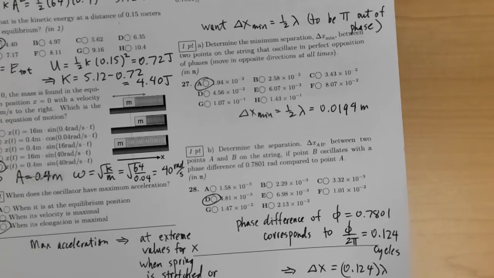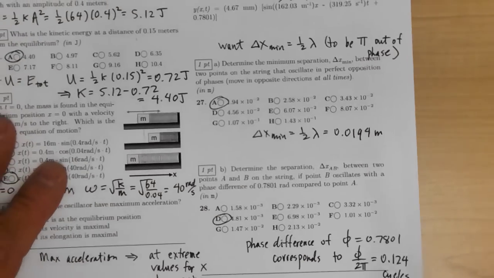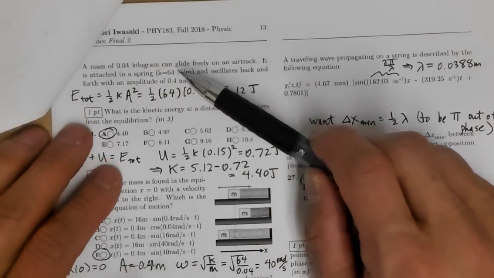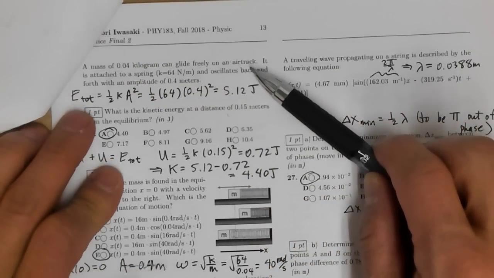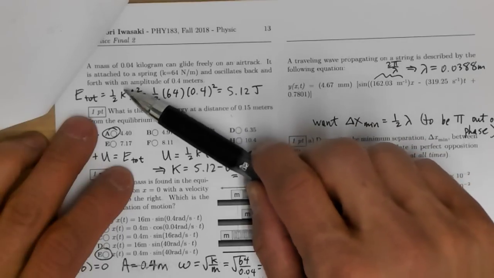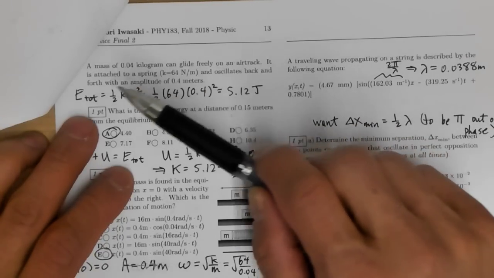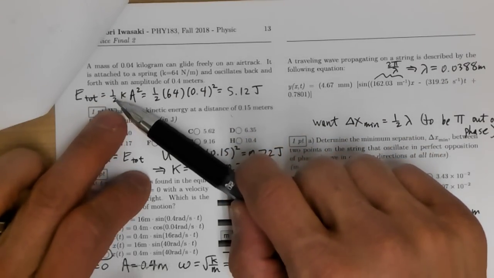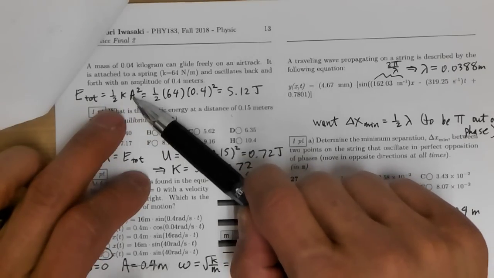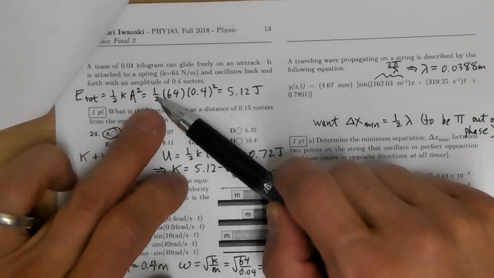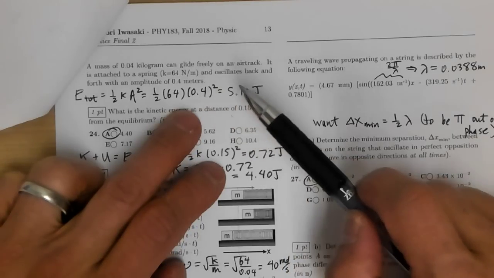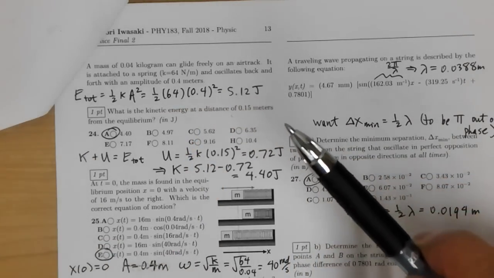Next problem. A mass of 0.04 kilograms, which can glide freely on an air track, is attached to a spring with K equal to 64 newtons per meter and oscillates back and forth with an amplitude of 0.4 meters. The total energy formula is not on your equation sheet, but it's useful to have: it's 1/2 K A squared. So 1/2 times 64 times 0.4 squared comes to 5.12 joules.